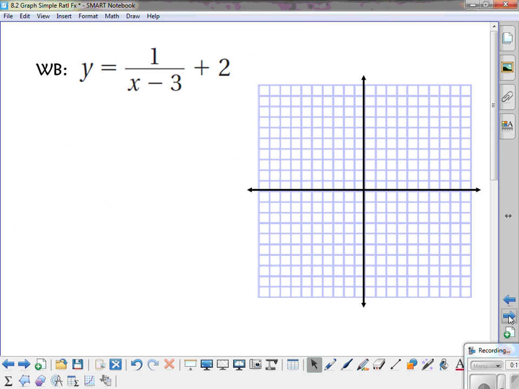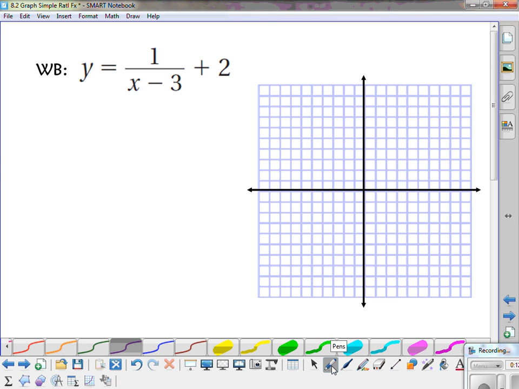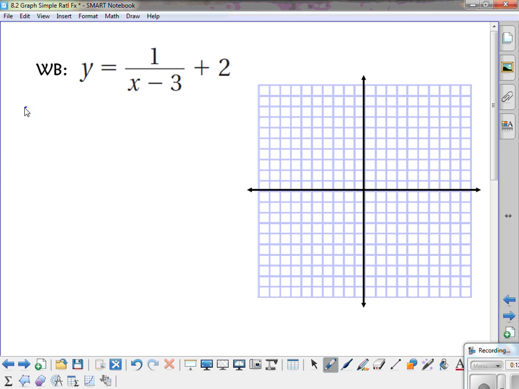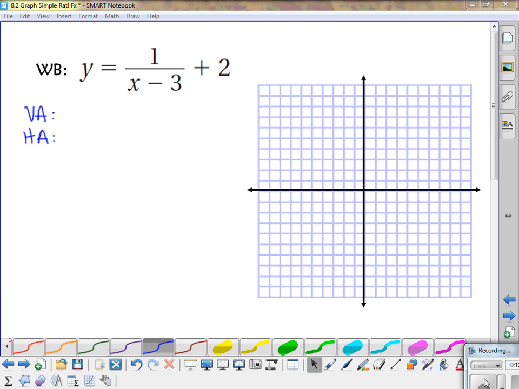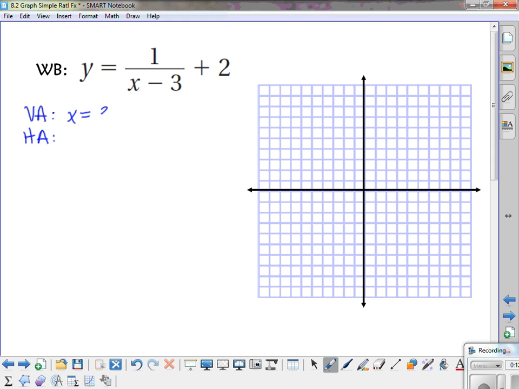All right, so here's one for you guys to do on your whiteboards. Before you do anything, first show me what you have for your vertical asymptote and your horizontal asymptote. And remember, they're equations of lines. Okay, so some of you are just giving me numbers for the asymptotes. Remember, it is a line, so I should have an equation. x equals 3, y equals 2. Not just 3 and 2, okay?